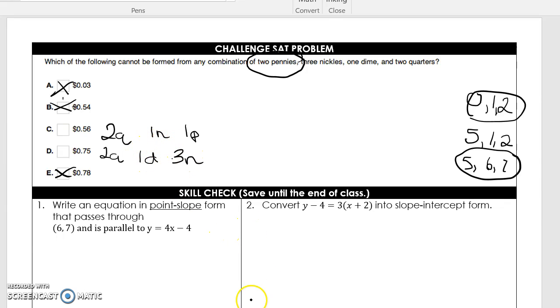All right, well, that is the work for your bell work. We're done with that. I hope you did well on it. You can go ahead and put that away and find your notes, and I'll be back in a minute.